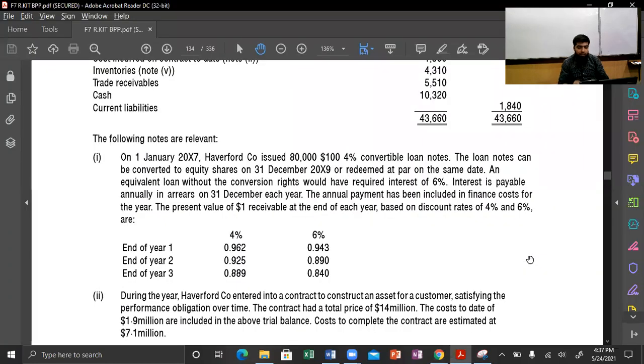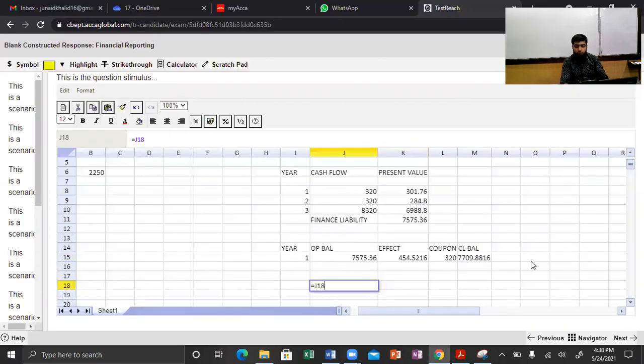As it is already said, an equivalent loan conversion right has been required, 6% interest is payable in arrears. The annual payment has been included in the finance cost. What does it mean? It means the coupon amount is recorded in the finance cost. However, the interest that should have been recorded in the P&L should be 454. So what adjustment is required? Basically we need to calculate the difference amount, that is 454 minus 320, that is 134. We need to adjust that 134 amount to the P&L, as this interest expense has not yet been recorded.